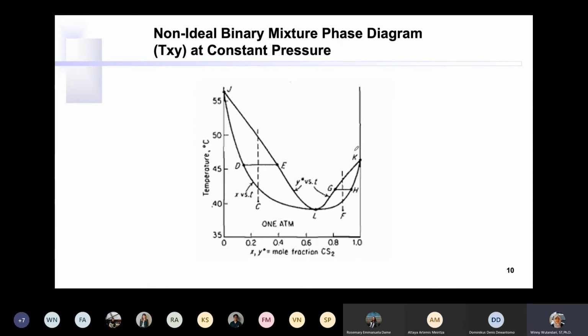This is non-ideal, so this is a typical non-ideal TXY diagram. If I'm in this area, what is the maximum I can get as product? I can only do distillation up to this point. This is called an azeotrope. In solid-liquid we call it eutectic, and in liquid-vapor we call it an azeotrope.